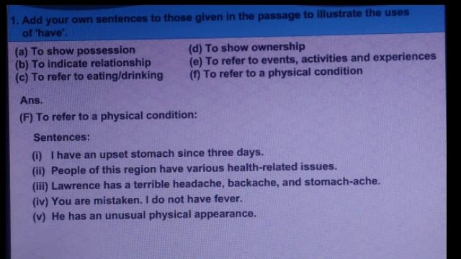Number 4, you are mistaken. I don't have fever. Number 5, he has an unusual physical experience. As we have seen, students, all these sentences refer to some physical condition of the people or some medical condition.